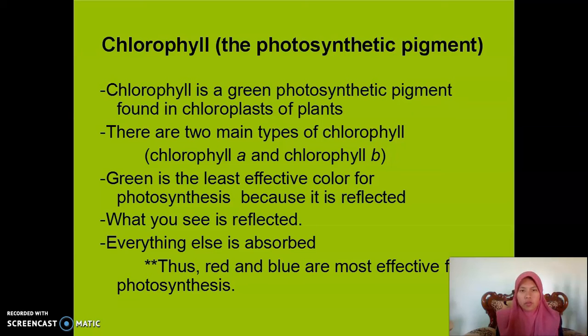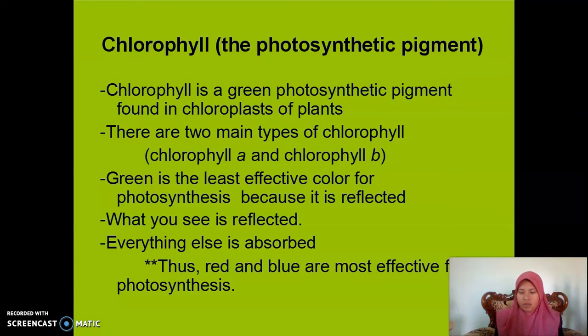So there are 2 types of chlorophyll. Sebenarnya ada banyak types of chlorophyll. Dia ada A, B, C, D, E. Okay? Tetapi the main types of chlorophyll that involves directly in the photosynthesis process is chlorophyll A and chlorophyll B. Okay, so cuba kita tengok tu. Green is the least effective color for photosynthesis because it is reflected.